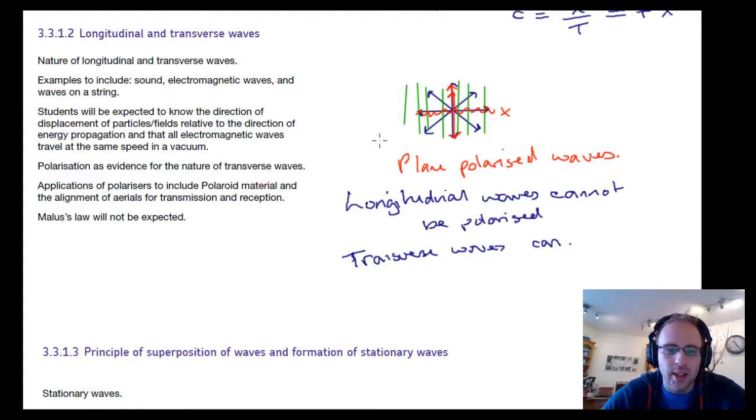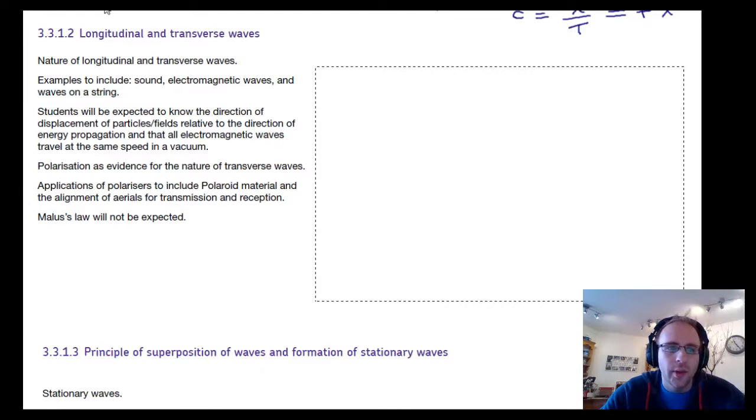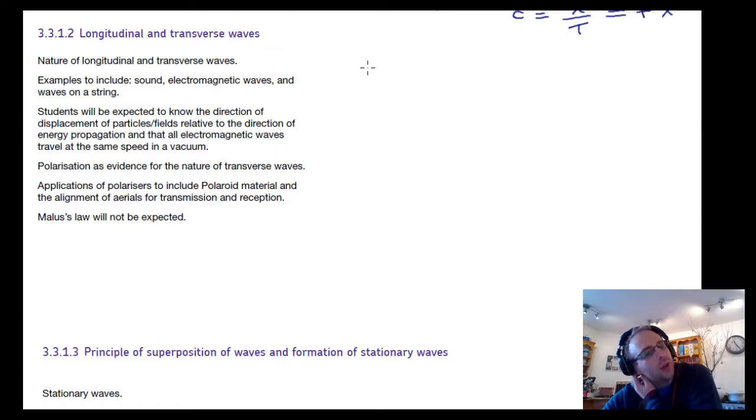Application of polarizers, to include the polarimeter in the alignment of aerials for transmission and reception. So, I've got the right pen. So, applications of polarizers. So, why do we want polarizers?